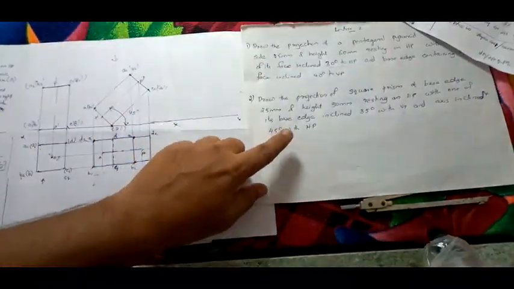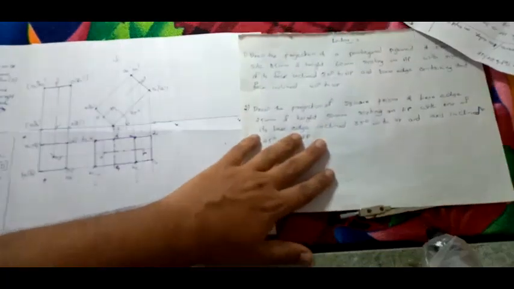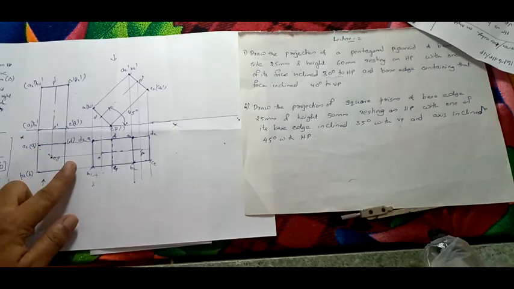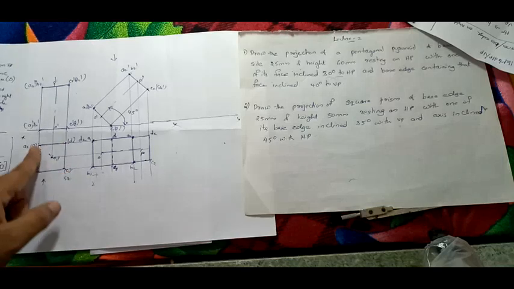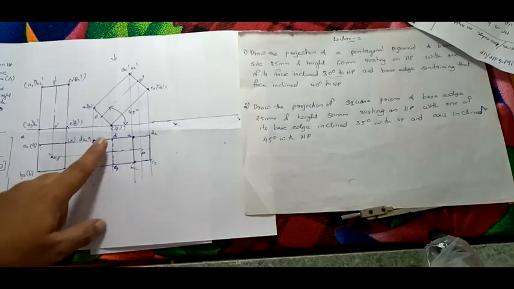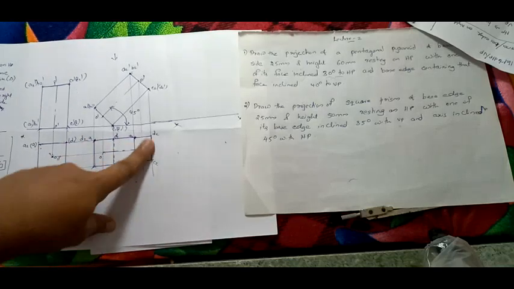Now the next thing we have to do is what? The base edge is inclined 35 degrees. Last thing, a base edge. So base edge means, see, which base edges are visible. These two base edges are visible. So this base edge is true length, this base edge is true length, this base edge is true length, this base edge is true length, right?